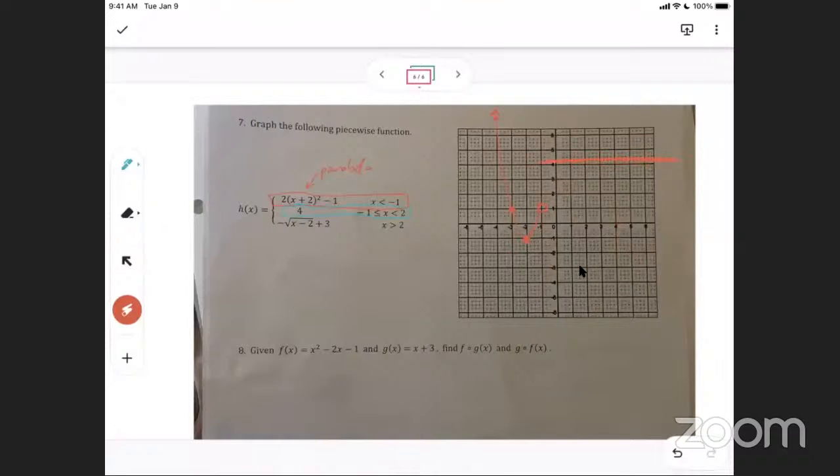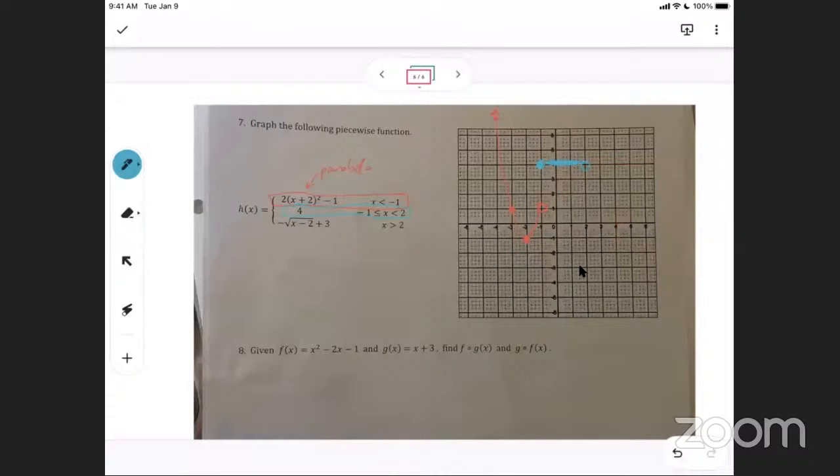So it's this line. But what kind of circle am I going to put at -1, 4? Am I going to put it open or closed? Closed. Good. And how about at 2, 4? Open. Good. And then it's just a horizontal line between them.